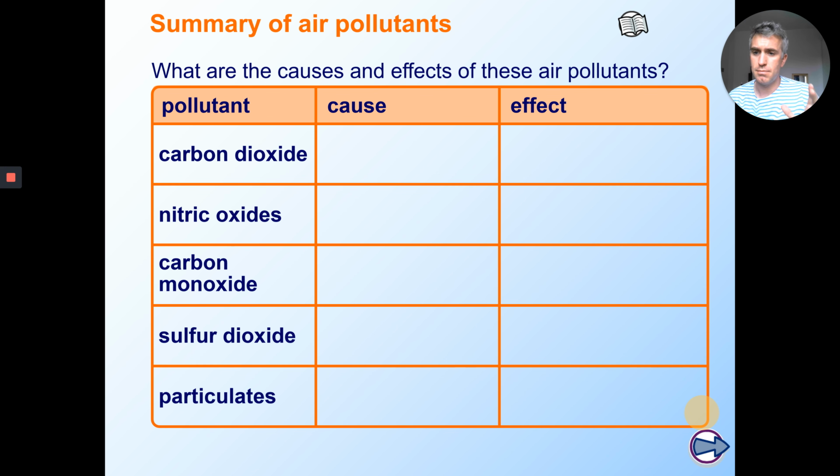So, today, these are the things we're going to learn about. We're going to learn about carbon dioxide, nitric oxides, carbon monoxide, sulfur dioxide, and particulates. So, the first thing you need to do is pause this video, copy this down into your book. Take the full width of the page. This is pretty much the only thing you're going to write in terms of making notes, apart from filling it in. So, use most of a page for this. Pause and unpause once you're done.